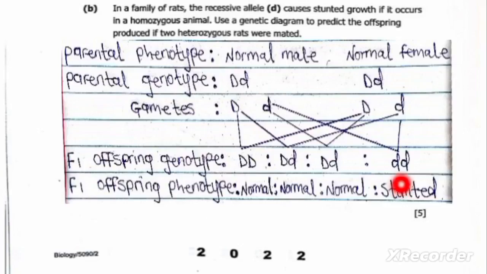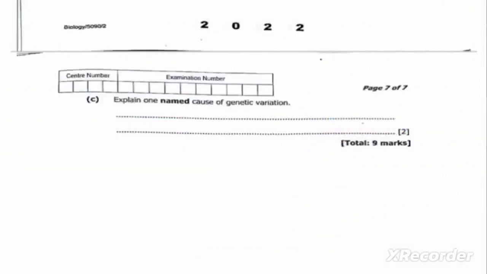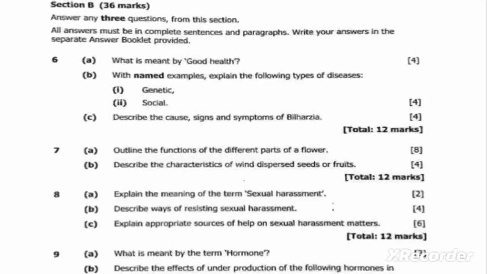We now move on to the next section, which is section B. Section B, answer any 3 questions from this section. All answers must be in complete sentences and paragraphs. Write your answers in the separate answer booklet provided. So from this section, we are expected to answer 3 questions. Since we are revising this first paper, we are going to answer all 5 questions from this section.